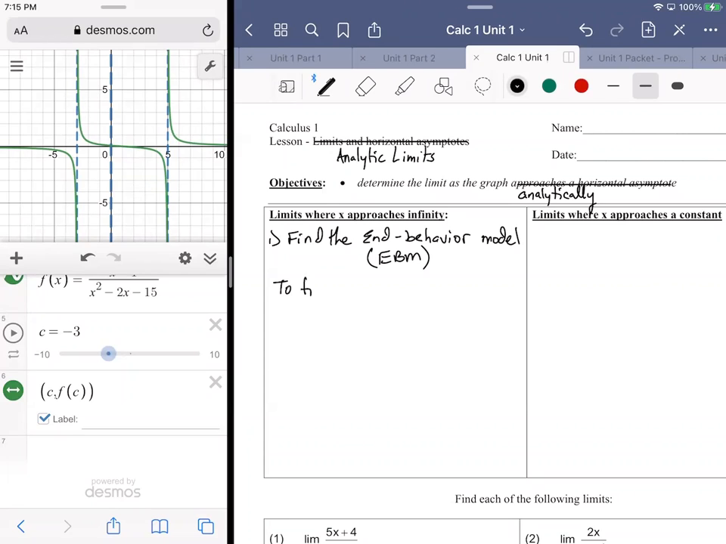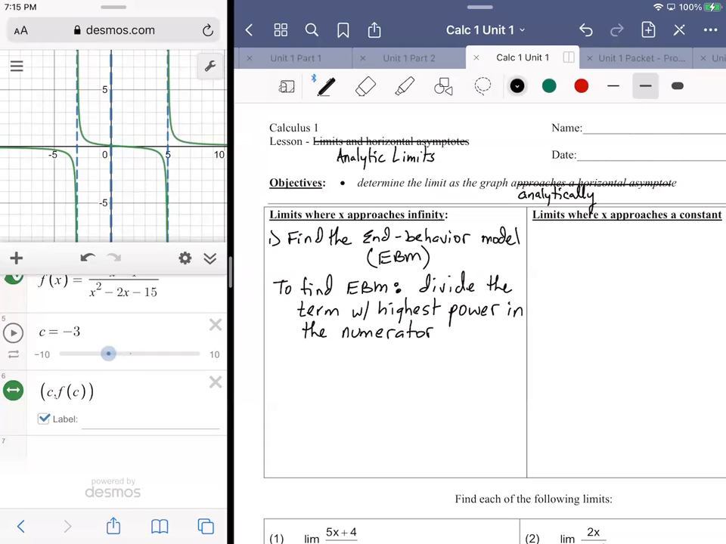All right. So to find the EBM, divide the term with the highest power in the numerator by the term with the highest power in the denominator.